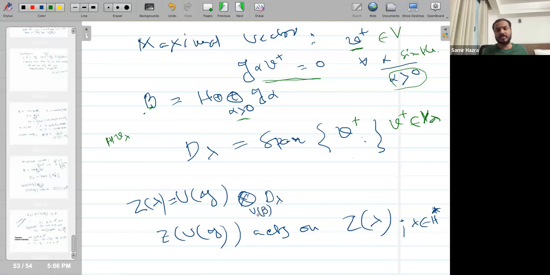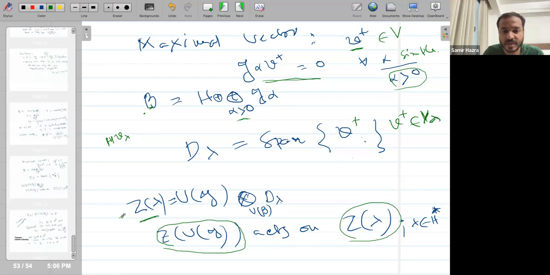There is an associative action on D lambda, and UG. So basically, UB is a subalgebra of UG. Therefore, UB also has an action on UG. Okay, and therefore we can take this tensor product, UG tensor over UB of D lambda. Okay, so this is called Z lambda. And then if we consider the center of the universal enveloping algebra, this acts on the space Z lambda. This action is a scalar action.